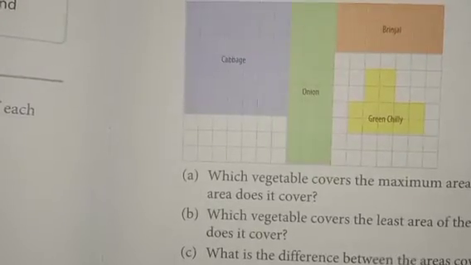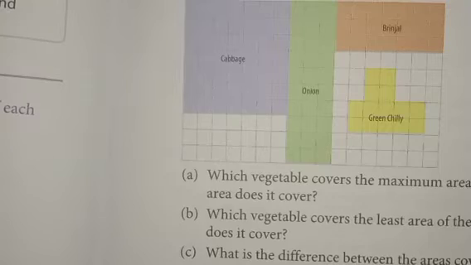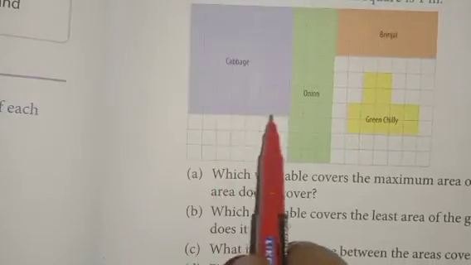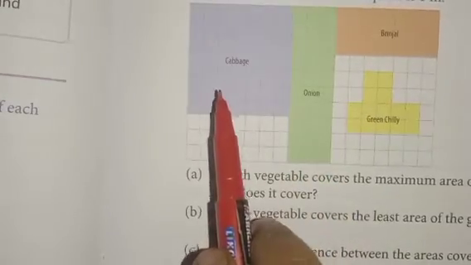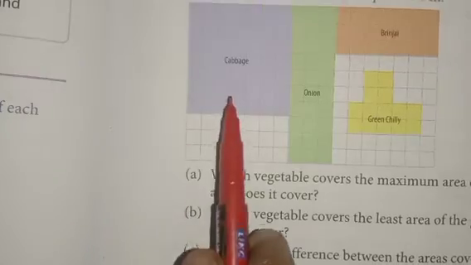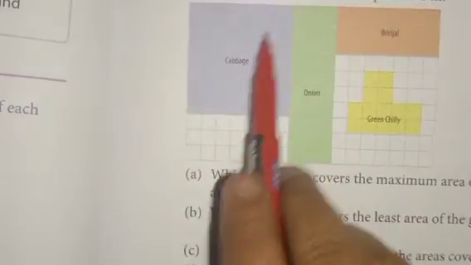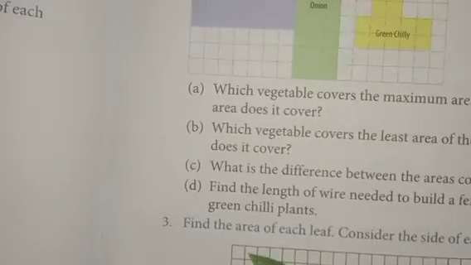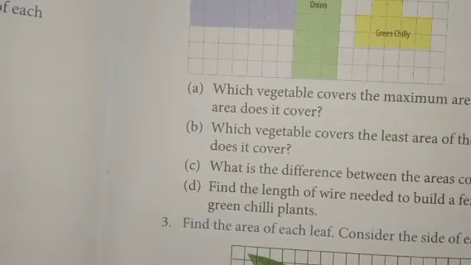Next one. Shalini has a vegetable garden in her backyard. She grows vegetables like cabbage, green chilli, onion and brinjal in the garden. Here is the layout of her garden. Each side is 1 meter, so each square is 1 meter. You can find out the surface area of this area. Here, for the cabbage, you can count the squares and find out how many meters, and likewise for onion, brinjal and green chilli.